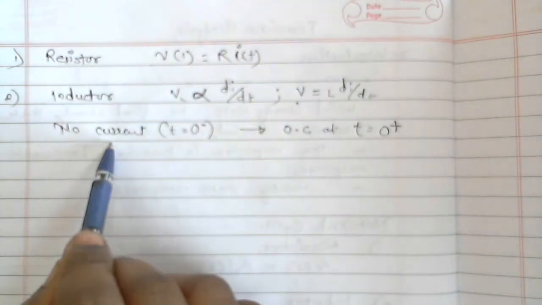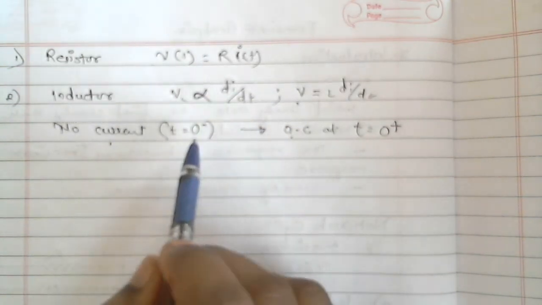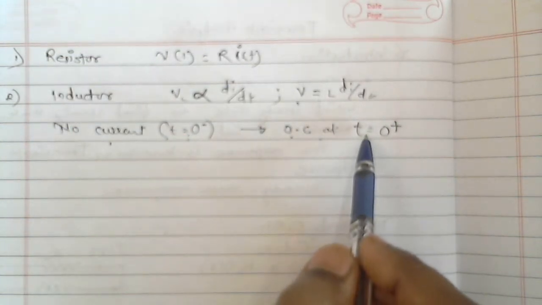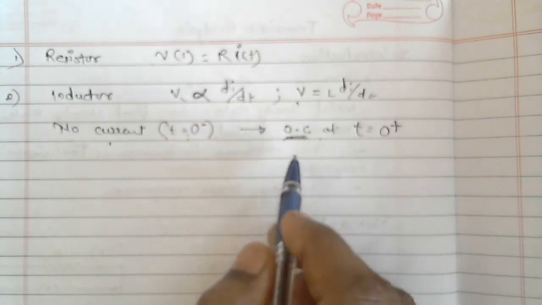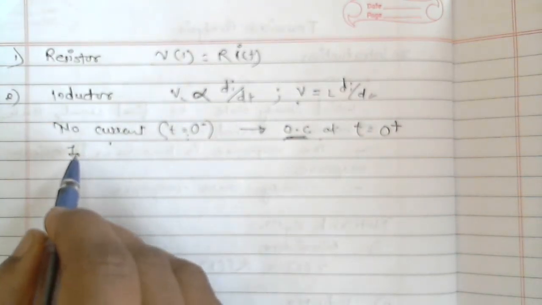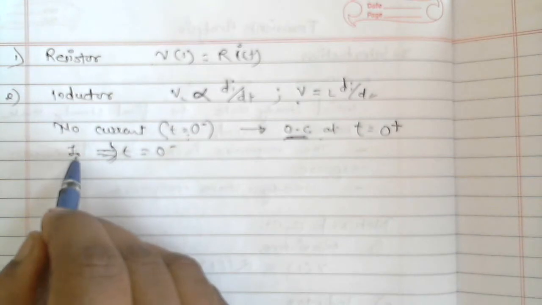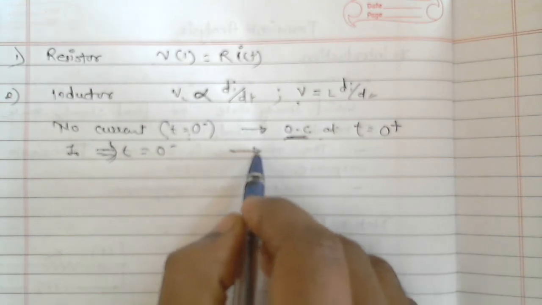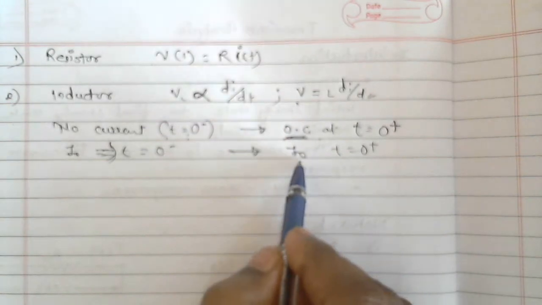Why? If no current is flowing at 0 minus, which is just before switching, and 0 plus is just after switching, then if just before switching it had 0 current, just after switching, though it got supply, it will act as an open circuit, so the current through it will remain 0. As you know, it opposes sudden change in current. Now if a current of value I0 flows through the inductor at t equal to 0 minus, so initially the inductor is carrying some current I0, then in this condition the inductor can be regarded as a current source of I0 ampere at t equal to 0 plus.